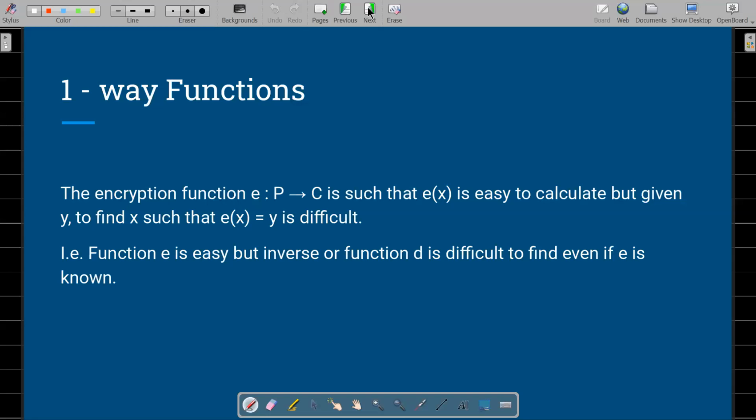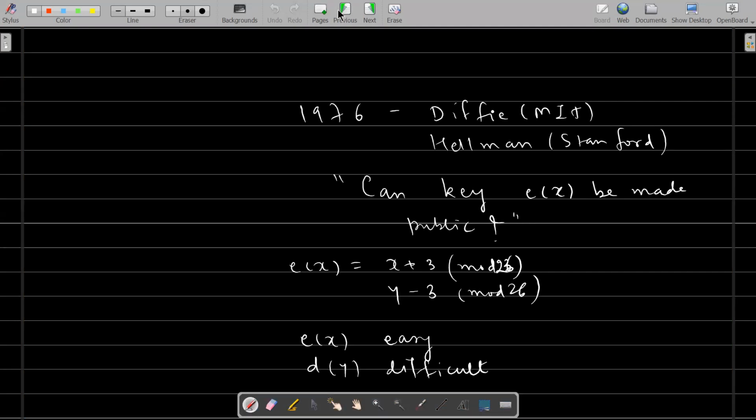Sir, I have a doubt. Yes. Can you go to the previous slide? Here E of X is X plus 3. So D of Y should be Y minus 3 only, right? So there is no difficulty here. Yes, so we don't want such functions. We want functions where E will be easy, and even if I make E public, others won't be able to find D. That was the idea.